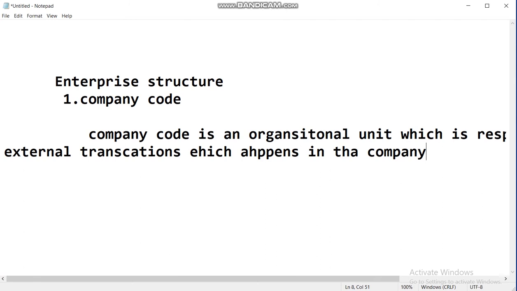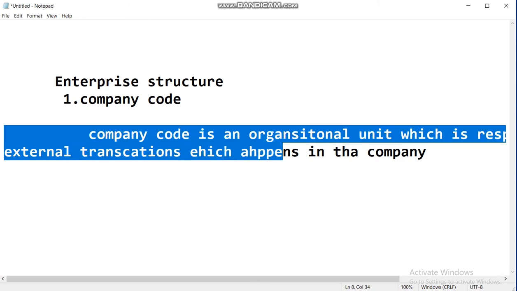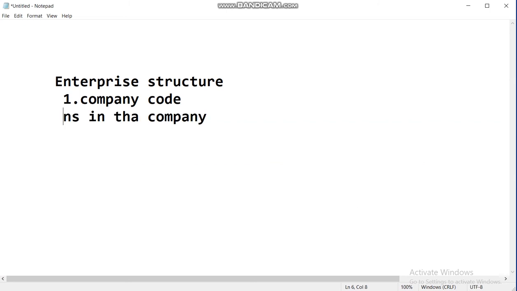Financial transaction is nothing but balance sheet and profit and loss statements, and this company code can be numeric or alphanumeric. For example, let's take the company code 0100. Actually, the company code should have only four characters, four alphanumeric. Simply, it has four units, like 1 2 3 4.